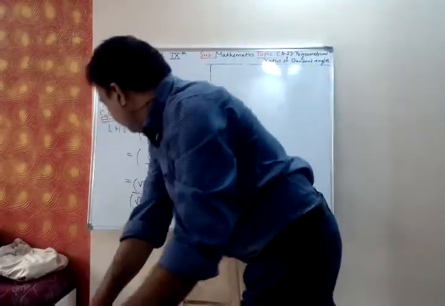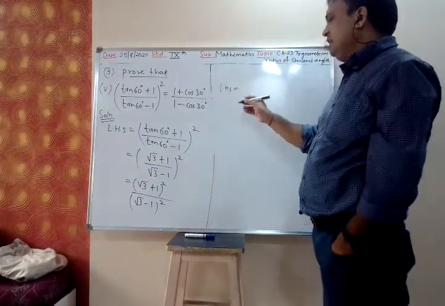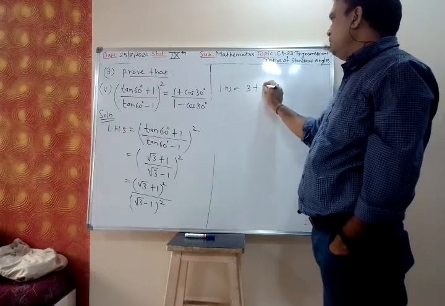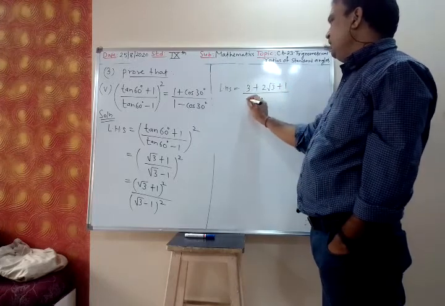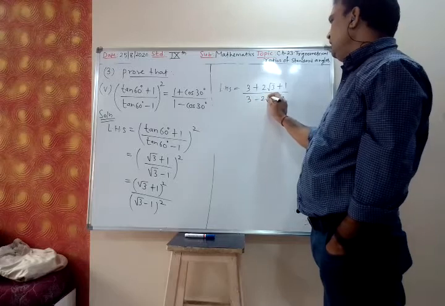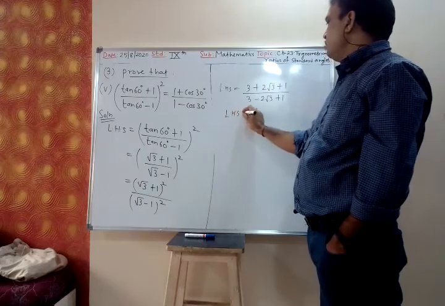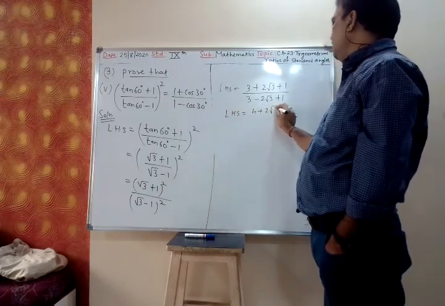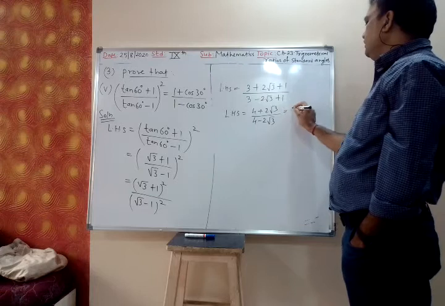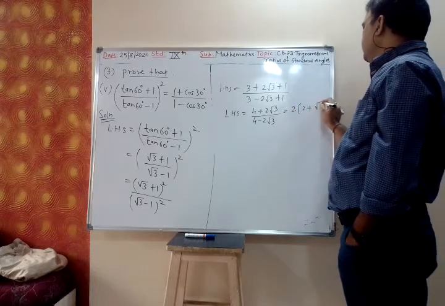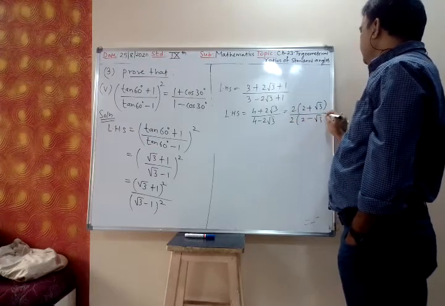So now let me use a plus b whole square. Left hand side is, let me write directly, root 3 square is 3 plus 2 root 3 plus 1, upon root 3 square is 3 minus 2 root 3 plus 1. So 3 plus 1 is 4. So left hand side is 4 plus 2 root 3 upon 4 minus 2 root 3. So I can take 2 common. So 2 into 2 plus root 3 upon 2 common, then 2 minus root 3. So 2 gets cancelled.